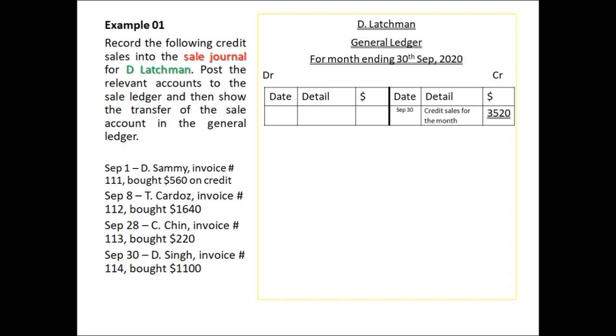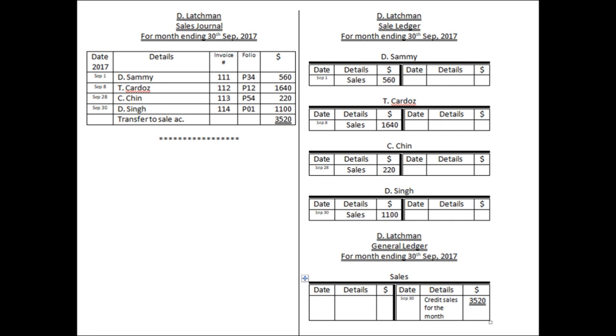Now I will show you how it should look, all the different accounts that we prepared. We have the sales journal, the sales ledger, and the general ledger here together. So this gives you an idea of how it will look all together.